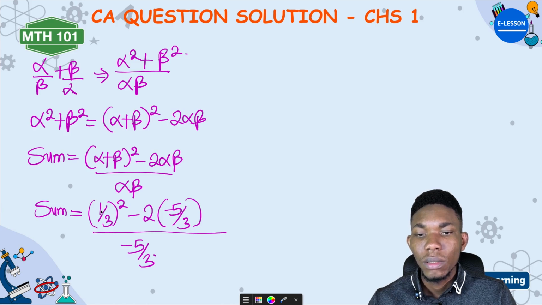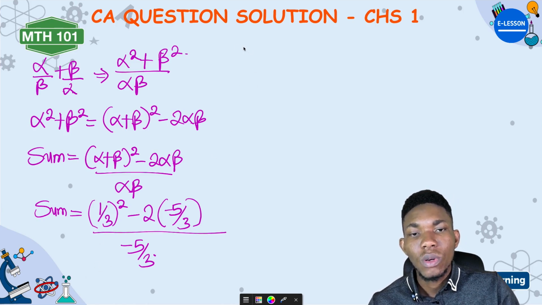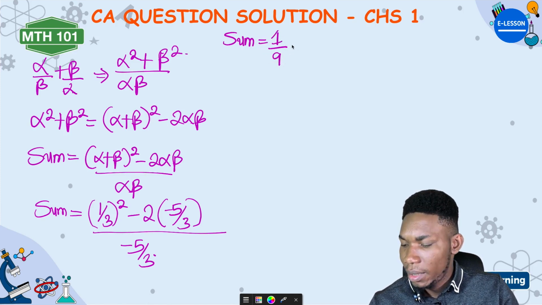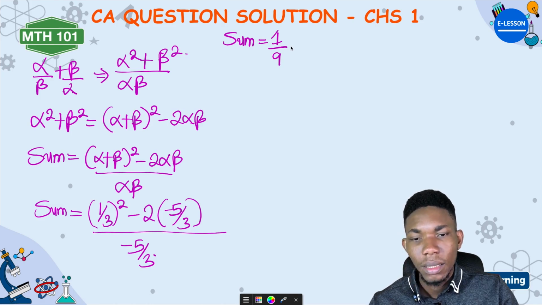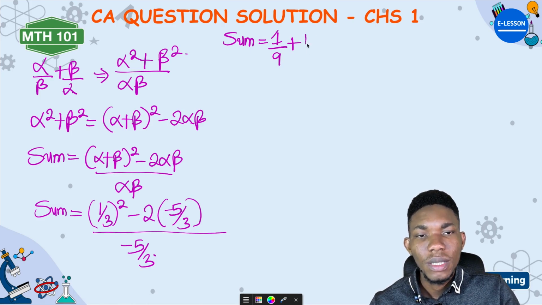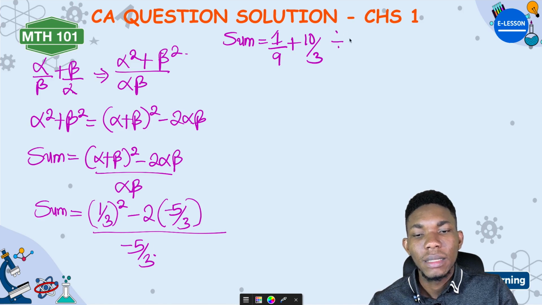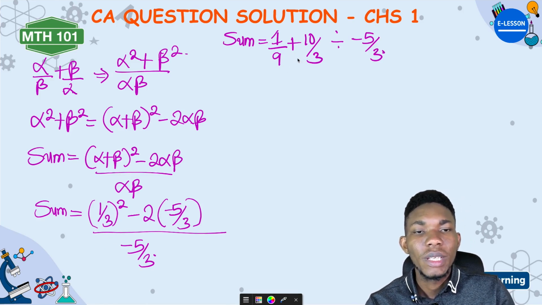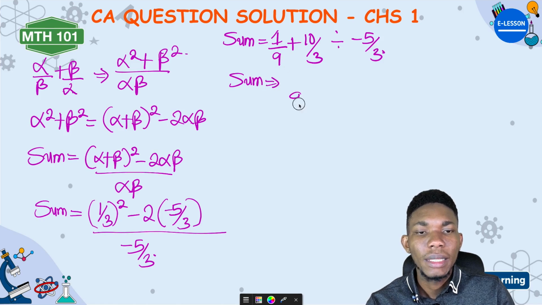So when we simplify this, what did we actually get? Let me do that. 1 square will give us 1, 3 square will give us 9. We have 1 over 9. Minus times minus will give us plus. 5 times 2 will give us 10 over 3, all divided by minus 5 over 3. Can write it this way, right? Now, what is the LCM of 3 and 9? Of course, it's 9. So the sum will be equal to 9.